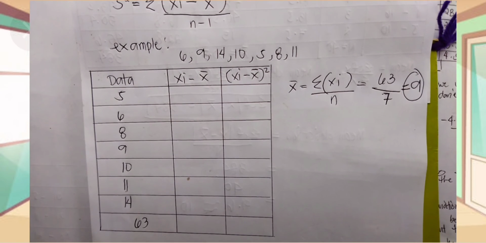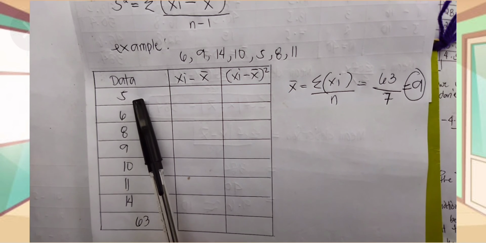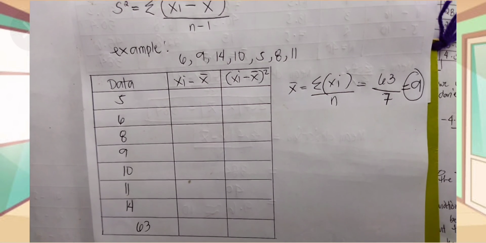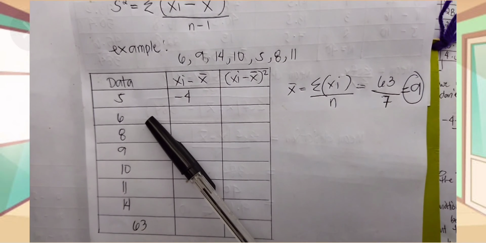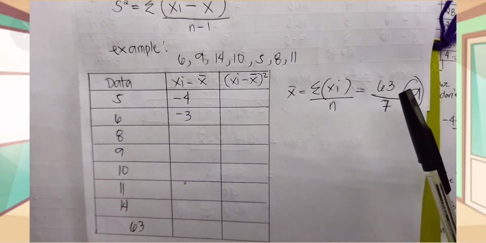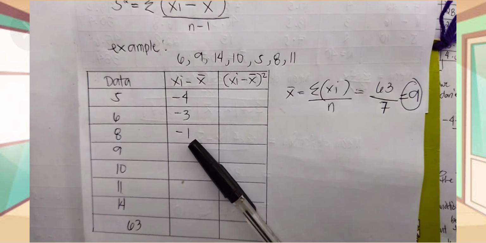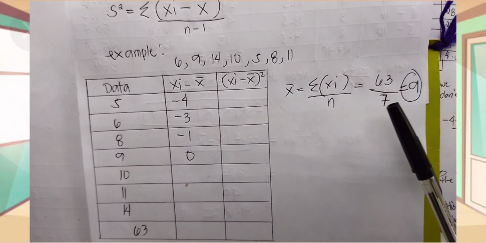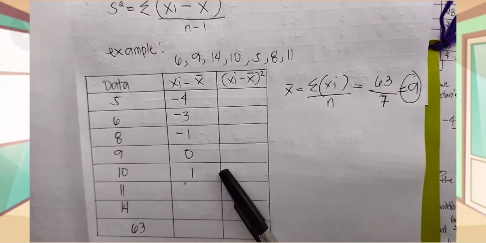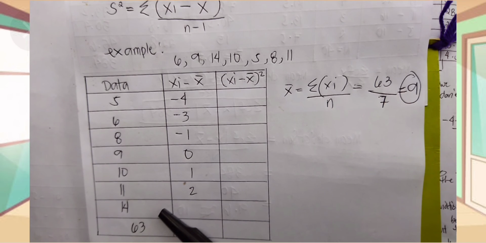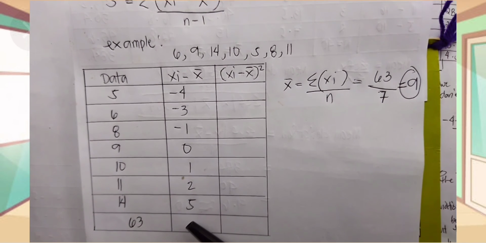So what we're gonna do next is subtract our sample mean, 9, from each data point. So, 5 minus 9 is equal to negative 4. And 6 minus 9 is equal to negative 3. And 8 minus 9 is equal to negative 1. And 9 minus 9 is equal to 0. And 10 minus 9 is equal to 1. And 11 minus 9 is equal to 2. And 14 minus 9 is equal to 5.